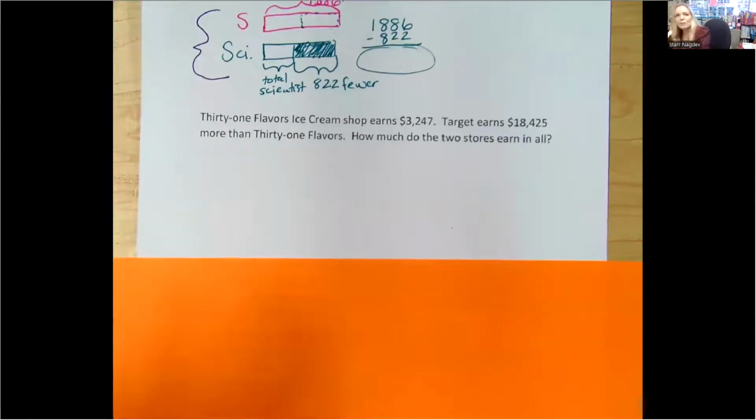This question: 31 Flavors Ice Cream Shop earns $3,247. Target earns $18,425 more than 31 Flavors. How much do the two stores earn in all? So be wary. We have to make sure we're reading these math problems really clearly.